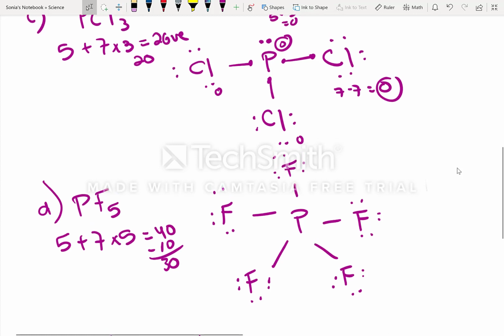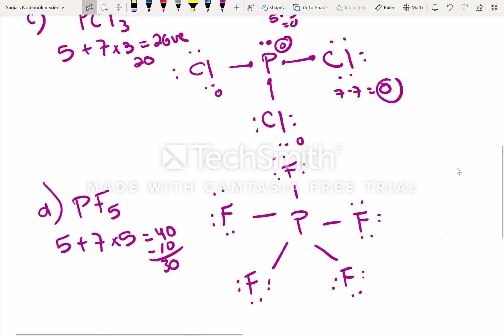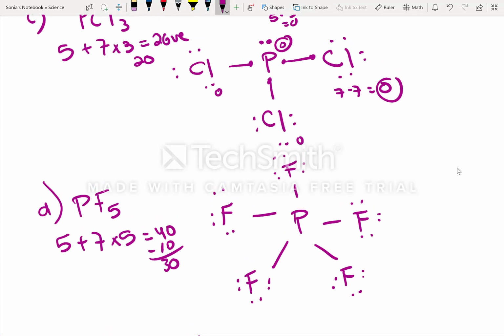So now we can go ahead and try the formal charges. Let's take a look at the central atom, which is phosphorus. It came in with 5 valence electrons. It now has 1, 2, 3, 4, 5. And so 5 minus 5 equals 0. And just a reminder, 5 is what phosphorus came in with. That's how many valence electrons it has. And after it's done bonding with the other atoms, it's now left with 5 as well. So 5 minus 5 would give us 0.